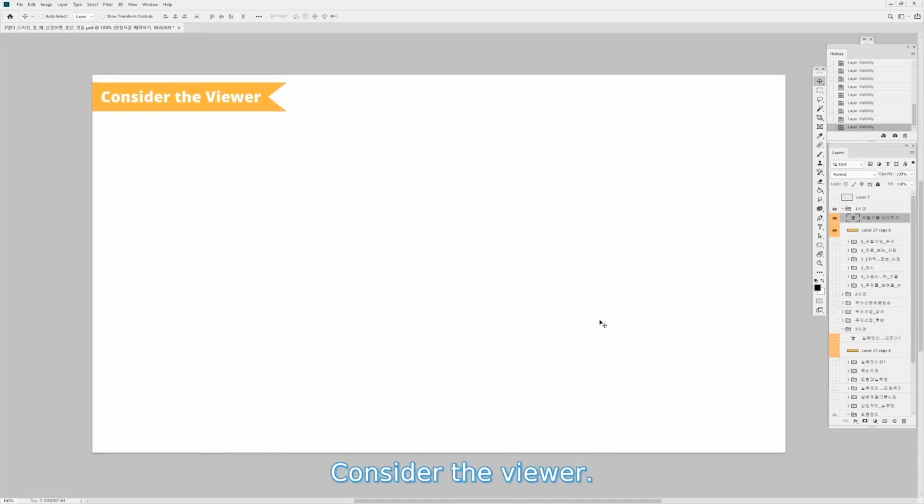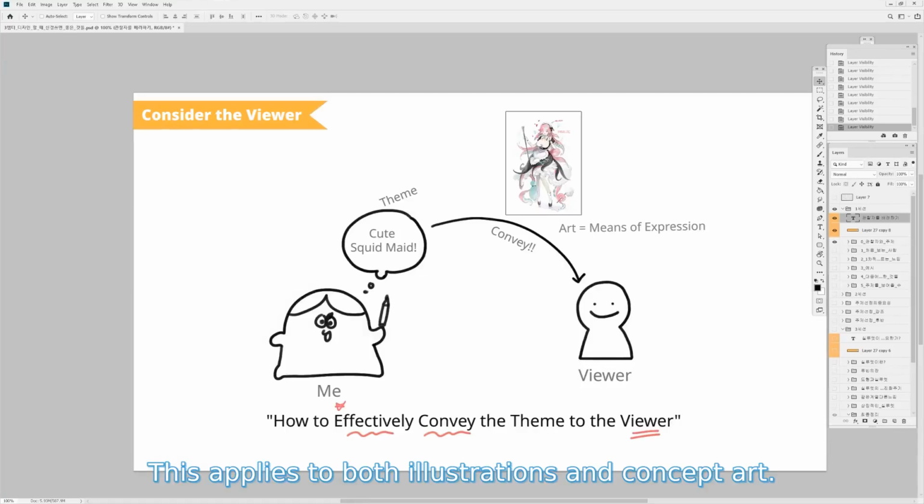Consider the viewer. Upon seeing the title, I think you got what it's about. This applies to both illustrations and concept art. The most important thing in painting is conveying the theme to the viewer. We talked about it in the previous chapter. Let's go over it again.